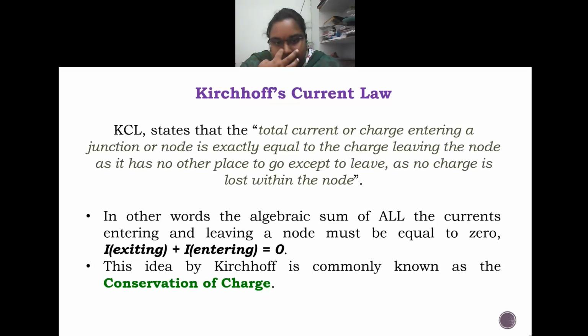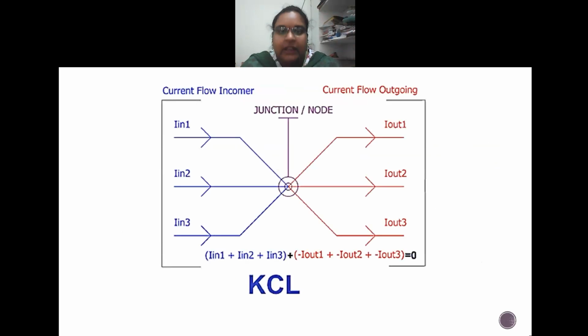This idea by Kirchhoff is commonly known as the conservation of charge. We know that there are different types of conservation laws. One of them is the conservation of charge, where the amount of charge entering is equal to the amount of charge leaving. Whatever charge is given to the node will be the charge that is taken out of it. This is the KCL.